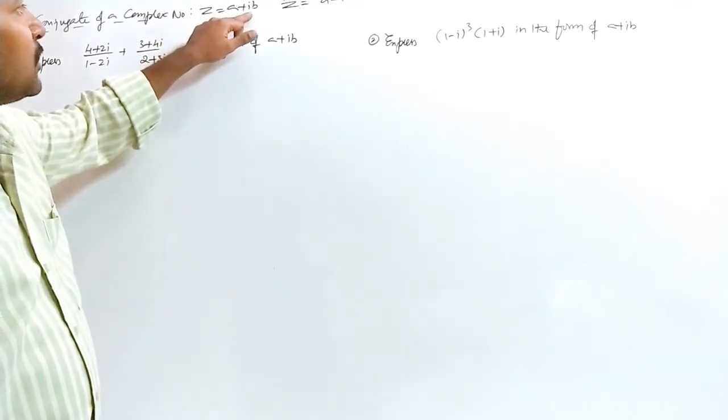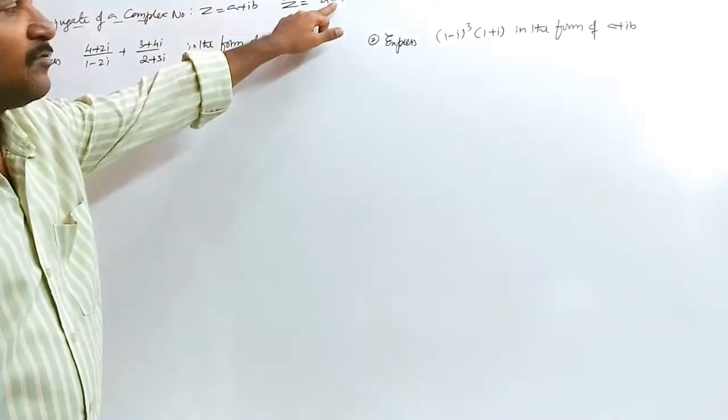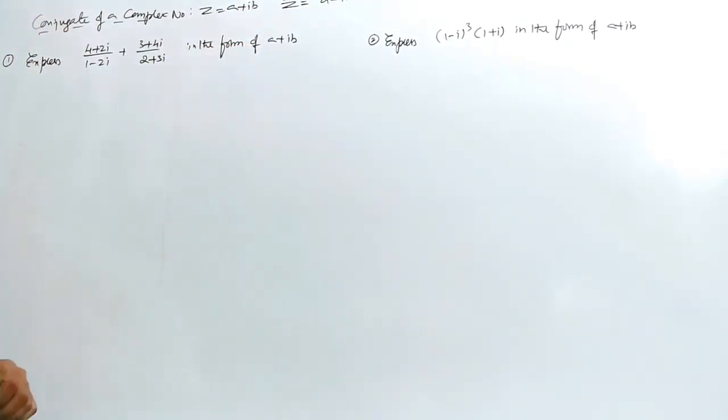Here the imaginary part sign is plus, that's why we have changed it into minus. Therefore, a minus ib is nothing but the complex conjugate. Now let us solve these problems.